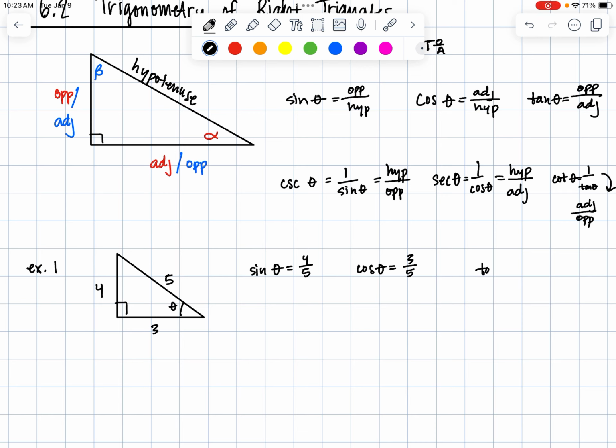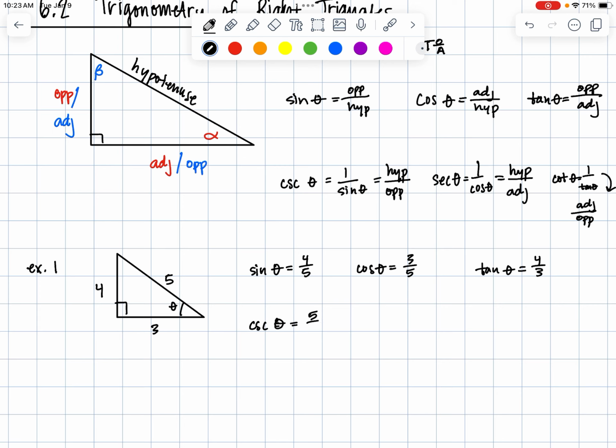And then tangent of theta would be equal to opposite over adjacent, which is 4/3. Now, cosecant of theta can easily be written as the reciprocal of 4/5. What's the reciprocal of 4/5?